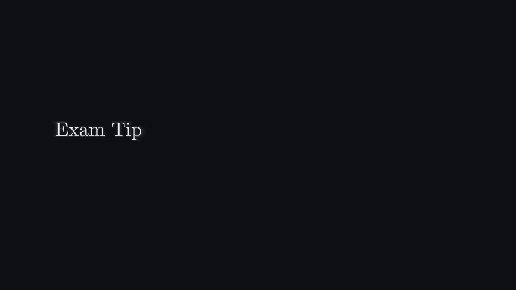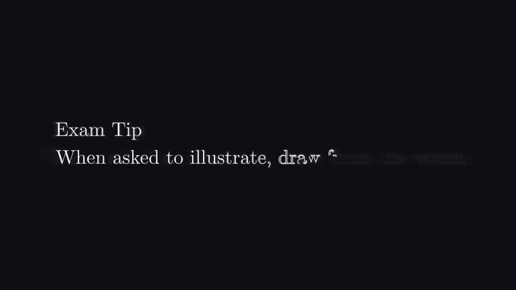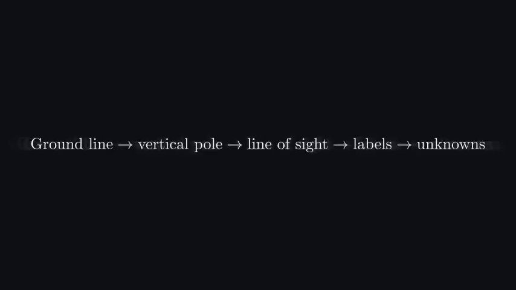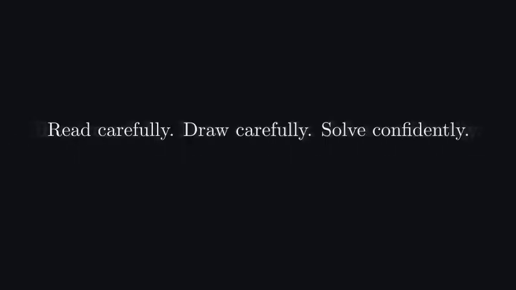Exam tip. When asked to illustrate, draw from the words. When a question asks you to illustrate the information, draw from the words step by step. Start with the ground line, then the vertical pole, then the lines of sight, then the given labels, and finally the unknown angle or length. Read carefully, draw carefully, solve confidently.